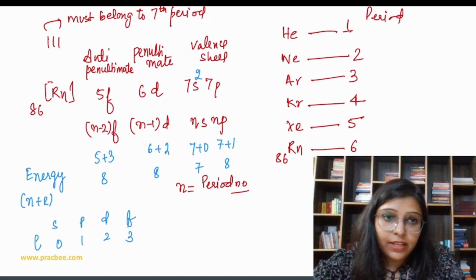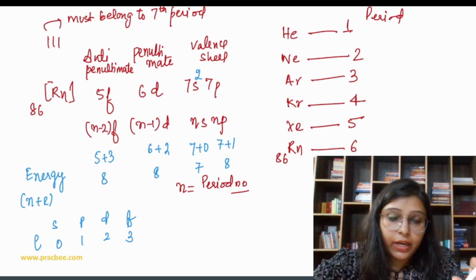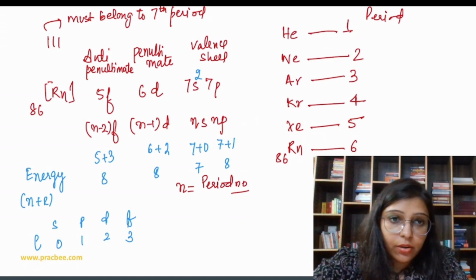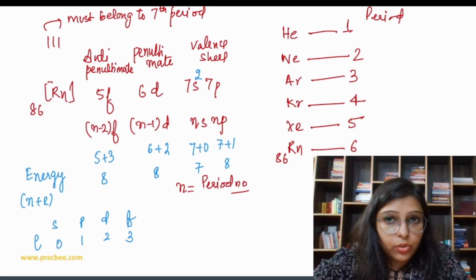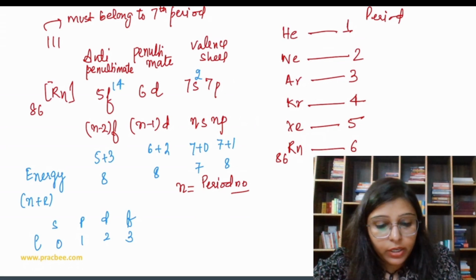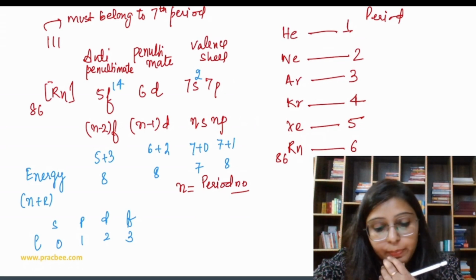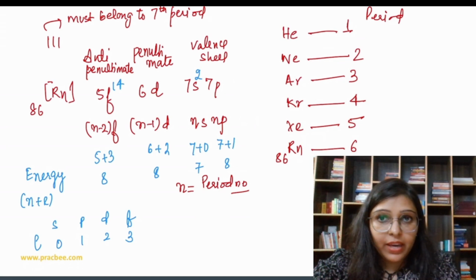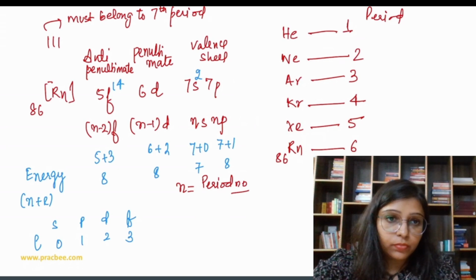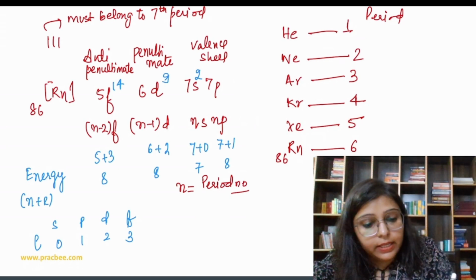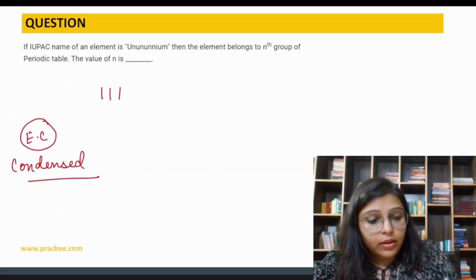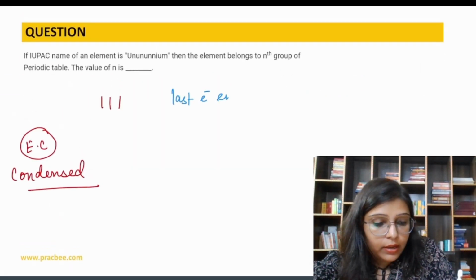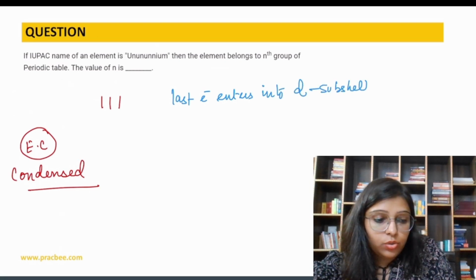Now 5f, 6d and 7p all have equal energy, right? So now the electron goes to that orbital which has the lowest value of n. So now the electrons go to 5f, 5f14. So 86 plus 14 is 100, plus 2 is 102. Total 102. We have to fill 111. So 111 minus 102 is 9. So here the last electron enters the d subshell. So it's a d block.